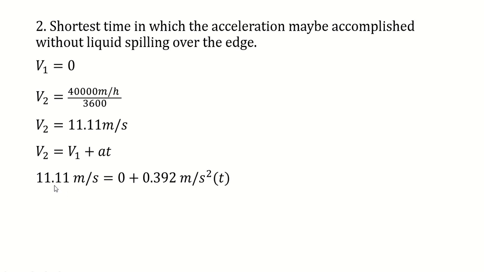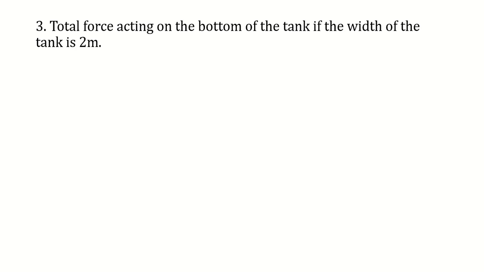So 11.11 meters per second equals 0 plus the value of our acceleration, which is 0.392 meters per second squared, times the time we are now finding. By solving this, we will have the value of time, which is 28.342 seconds. So let us proceed to question 3.